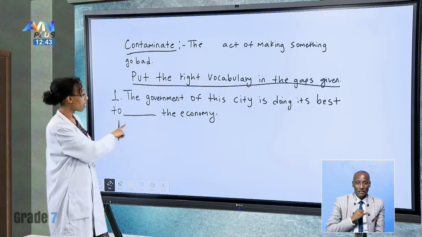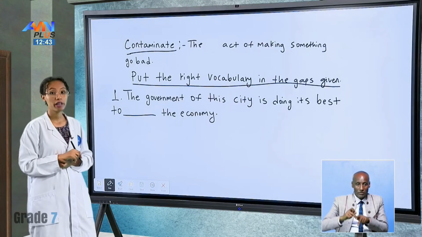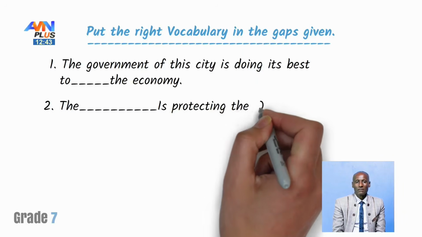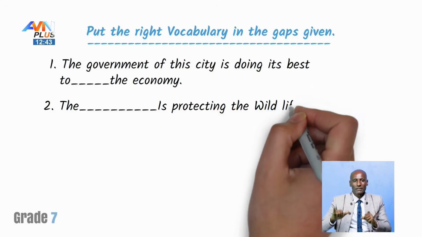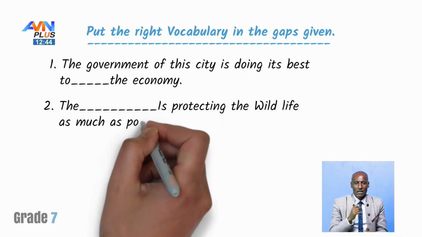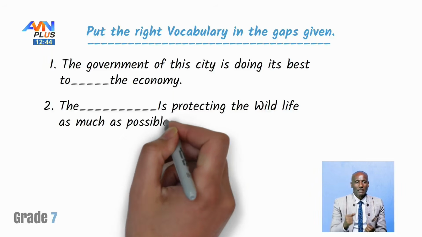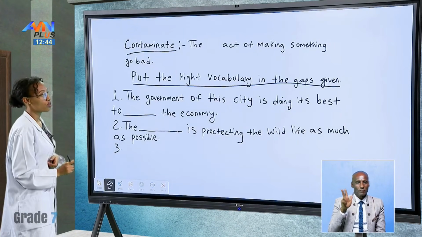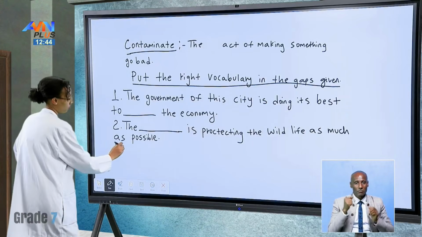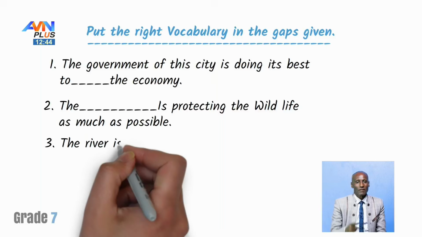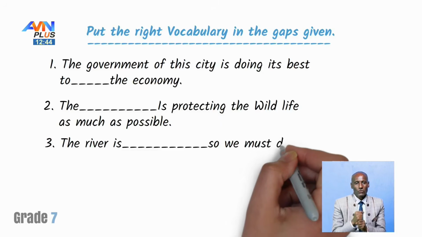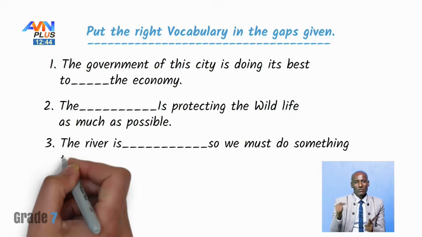Okay, so I want you to fill in this gap with the correct or the best vocabulary that we have seen so far, okay? Number 2. The blank space is as much as possible. Okay. So what is protecting the wildlife as much as possible? So put your answer in the blank space or in the gap. So change.